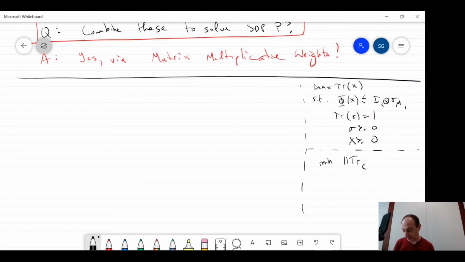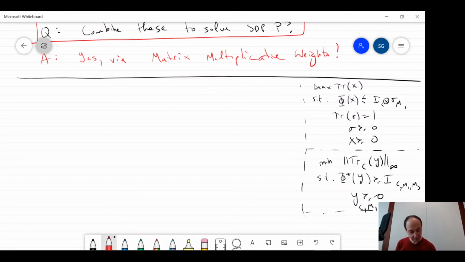Trace of C of Y, infinity norm, subject to phi star of Y is greater than or equal to identity on C, M1, M2, and Y was positive semi-definite. And remember, Y is on just C and M1. So this was the dual D.